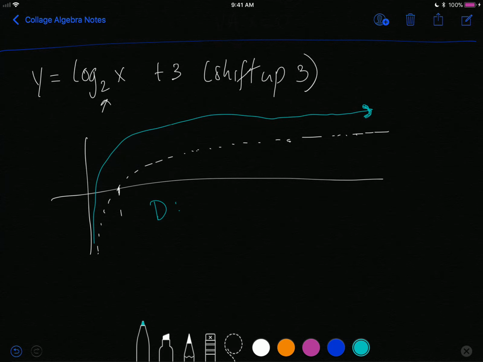My domain will stay the same, 0 to infinity, because the graph did not get shifted left or right. The range will always be all real numbers. That's one of those nice facts about logarithmic functions. That's your range right here. It is still increasing. Did not change.